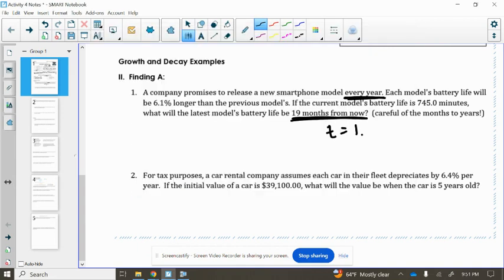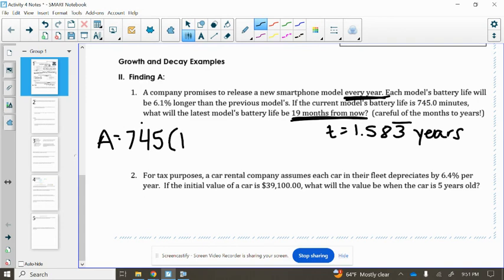1.583 years on this one, right? 1.583 repeating. So we're going to kind of have to make that conversion on this since our initial part was talking about years. And then to find the amount of battery life we have, if we initially are starting at 745 minutes and we are adding on 6.1% to this over the course of our 1.583 repeating years. So we're going to add in a couple extra threes just to make sure we get good rounding.